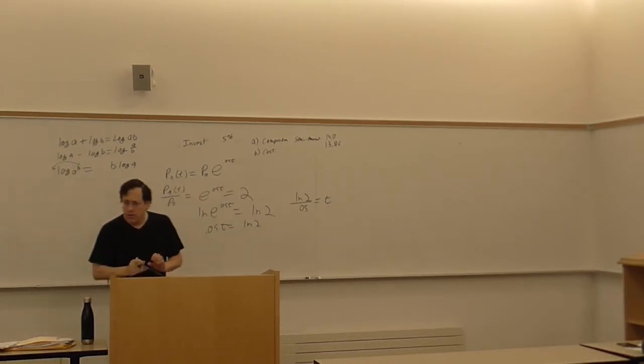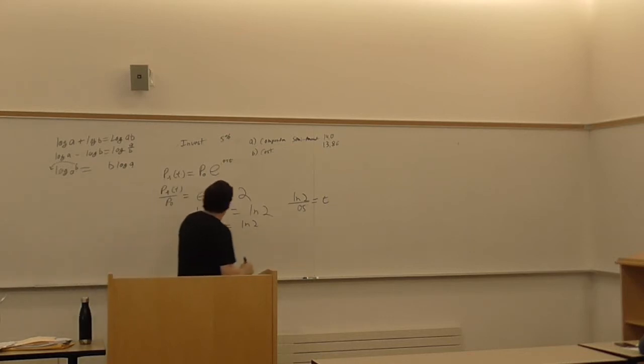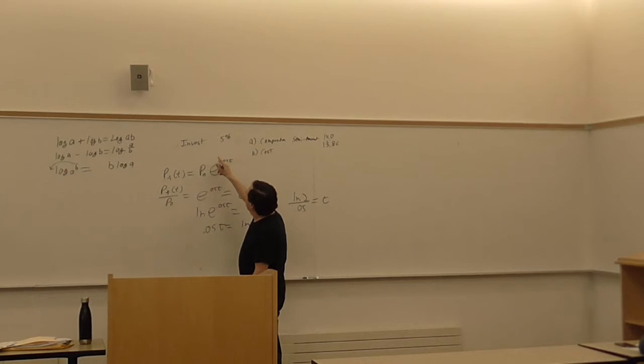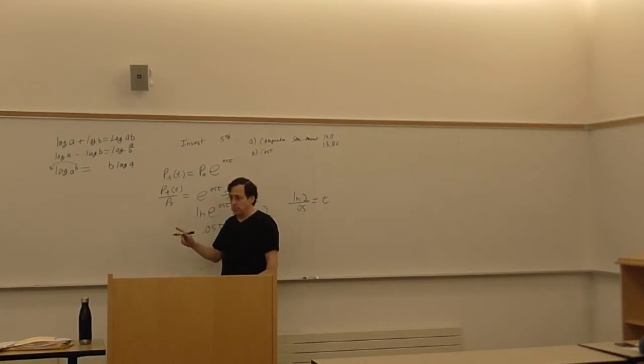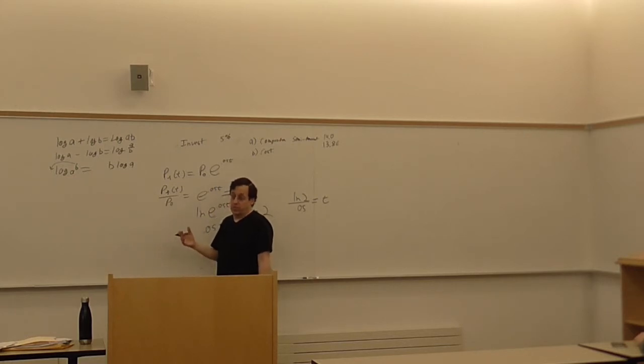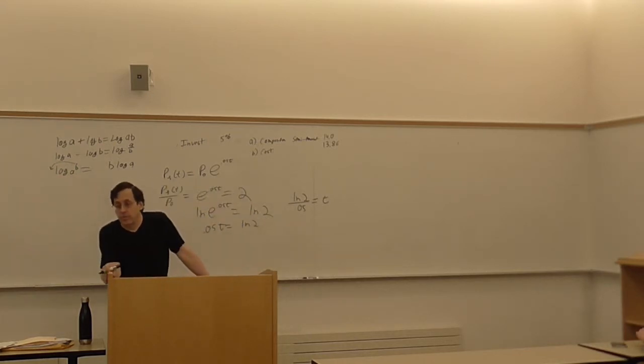Yes? Why is this 2? Because the question says, how long till we double our money? P of t, that's the future value, divided by the current value. When we double it, that's equal to 2. Okay. Does that make sense? Triple our amount of money? 3. Okay. It was because it said that it wanted us to double the value.